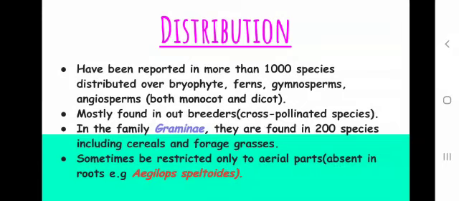Their distribution has been reported in more than 1000 species, distributed over bryophytes, ferns, gymnosperms, and angiosperms, in both monocots and dicots, and they are mostly found in outbreeders. In the family Gramineae, they are found in 200 species, including cereals and forage grasses. Sometimes they may be restricted only to aerial parts but absent in roots. An example is Aegilops speltoides.